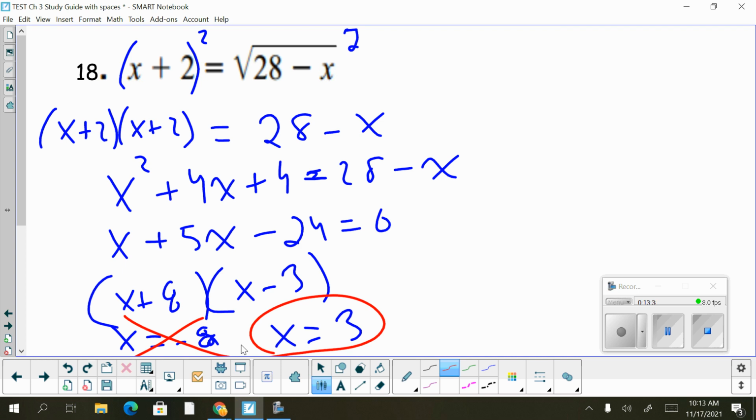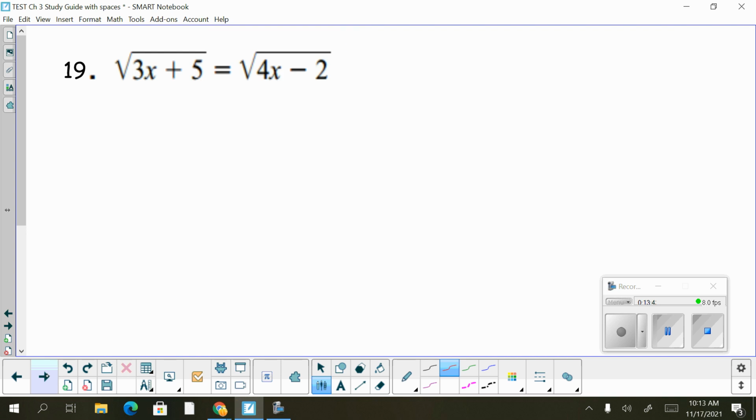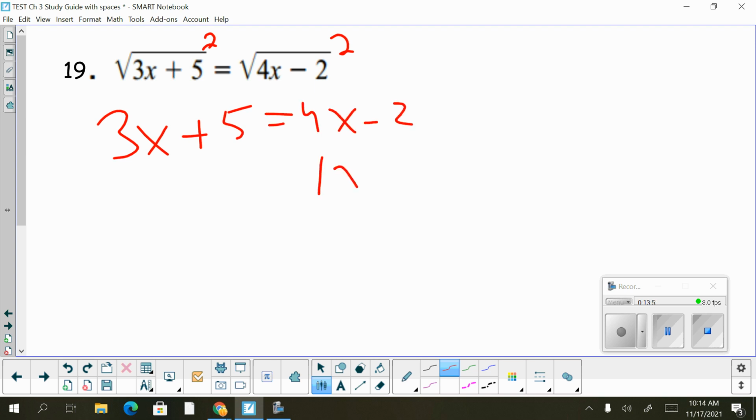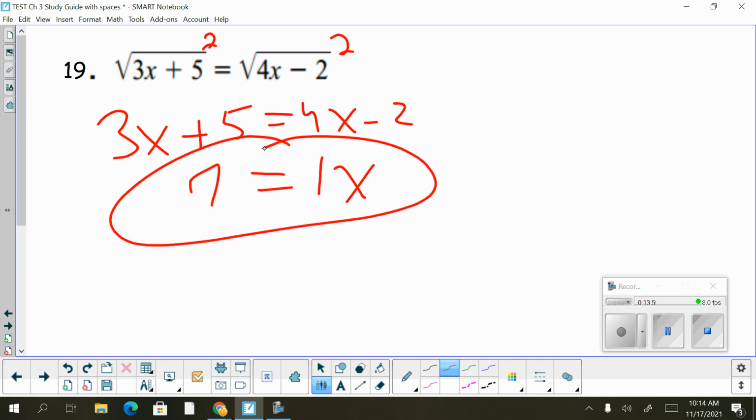X equals 3. All right, I think 19 will be my last problem on this video, and I'll finish the rest on a separate video. Squaring both sides, this problem's so easy, the square roots go away. If I subtract my 3x to the right, I have 1x. If I add my 2 to the left, I have a 7. So 1x equals 7.